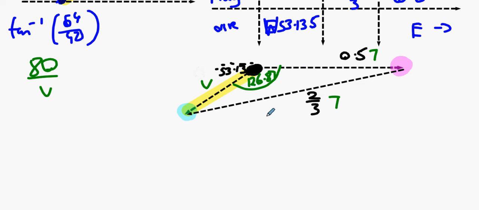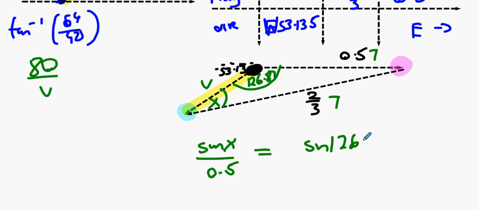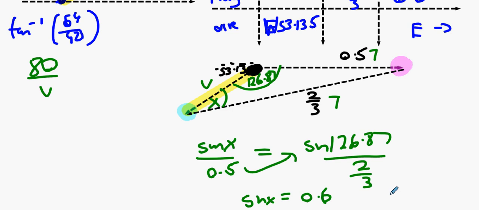Alright, so here's what we're going to do. I have to get this angle first. We'll call it angle x, okay? So I will do sine x over 0.5 equals sine 126.87 over 2/3. I will then get sine x equals 0.6. When I bring up the 0.5 and multiply it in, I'll get sine x equals 0.6, and then I'll get x equals 36.87 degrees. You all cool with that?